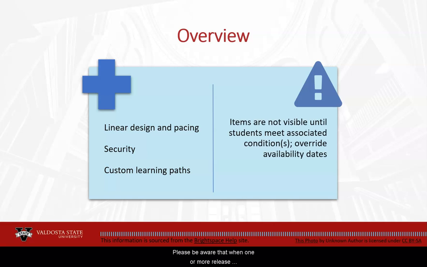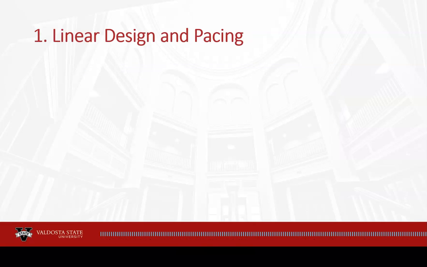Please be aware that when one or more release conditions are attached to an item, that item is completely hidden from students until they meet the conditions. Release conditions override any availability dates on an item. However, thorough instructor communication can alert students. Also, be aware that once a user meets a release condition, the condition is cleared for that user and cannot be reset. Next, let's examine each of the benefits of release conditions in more detail.